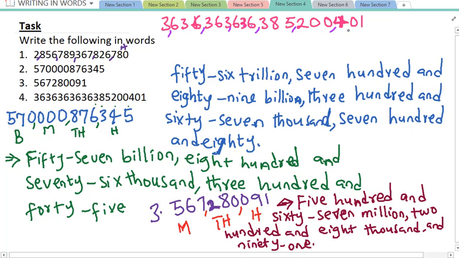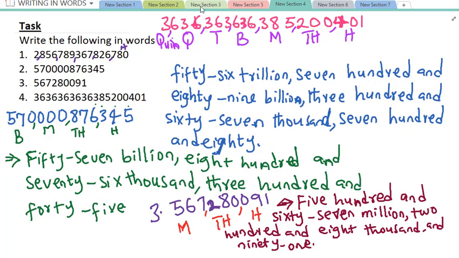So this is the hundred section, thousand parts, million parts, billion parts, trillion parts, quadrillion parts, and quintillion parts. So this is the quintillion part. This gives us 3 quintillion, 636 quadrillion, 363 trillion, 636 billion, 385,200,401. So that's it. The task is done.